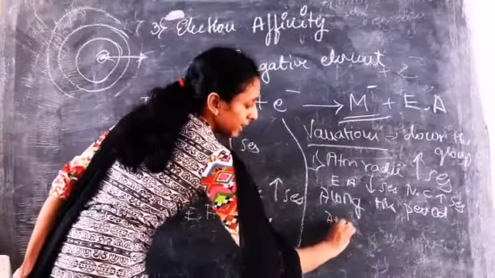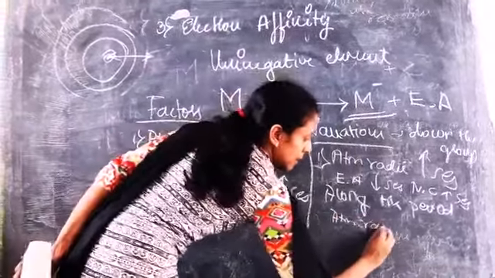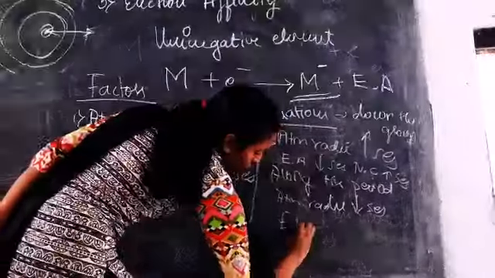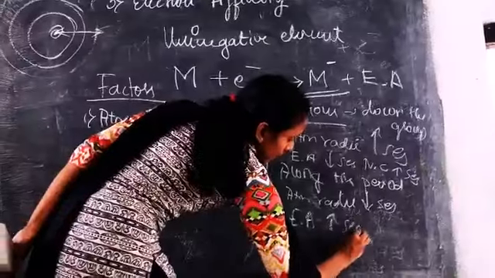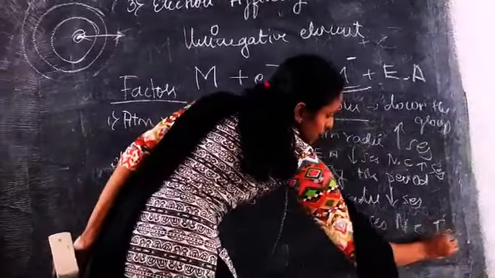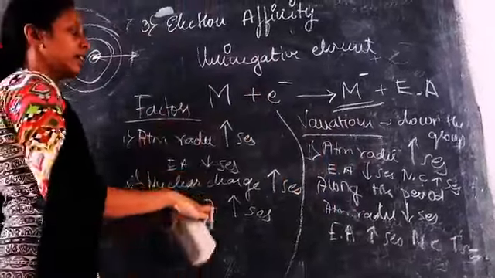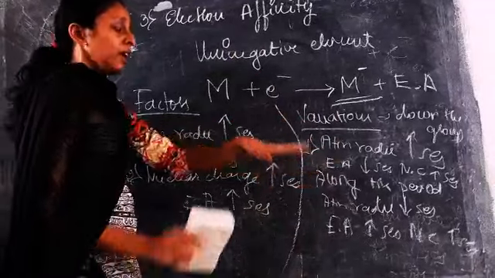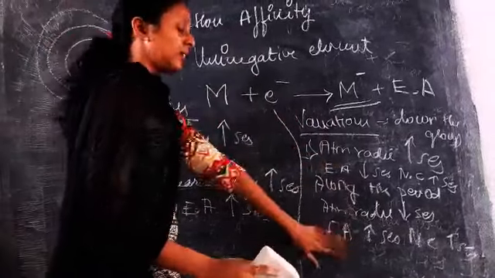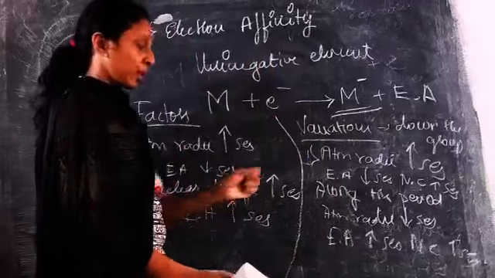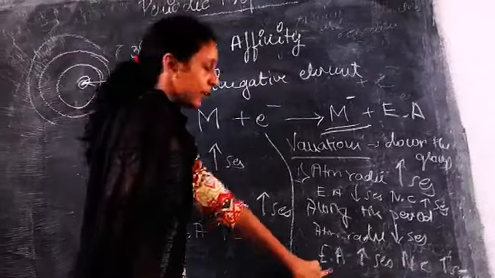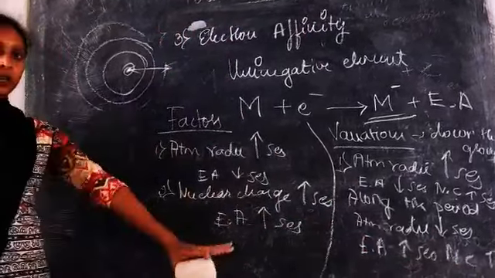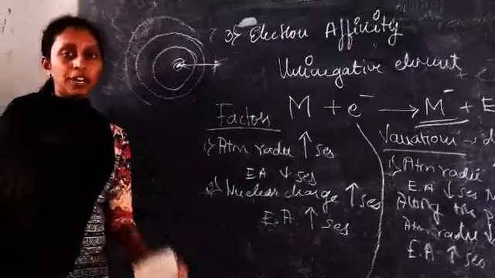the atomic radii decreases, the electron affinity increases, and the nuclear charge increases. As you go from left to right, the atomic radii will decrease because the number of shells remains the same. The attraction will be very high, so taking up an electron is very difficult. So the electron affinity should be more, so it increases. The nuclear charge also increases. So these are the factors and the variations of another property called electron affinity.